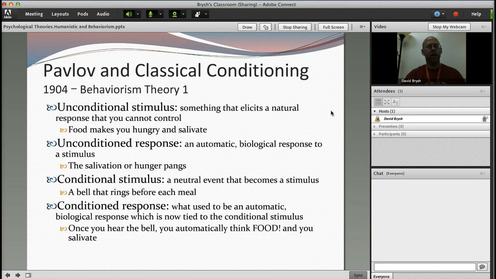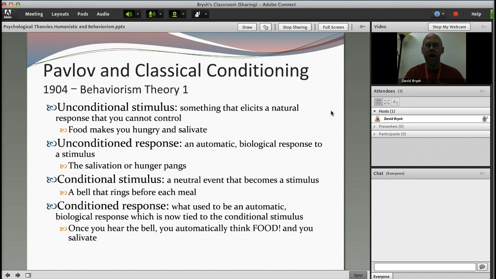So eventually, if every time you smell the food, I ring the bell, and I do this for a couple of weeks, then I can just ring the bell, and you'll automatically think food, and you'll start to salivate. You'll get the hunger pangs. You'll be like, man, I really want a hamburger or something, whatever the smell was to begin with. I really want some mac and cheese. I really want something.